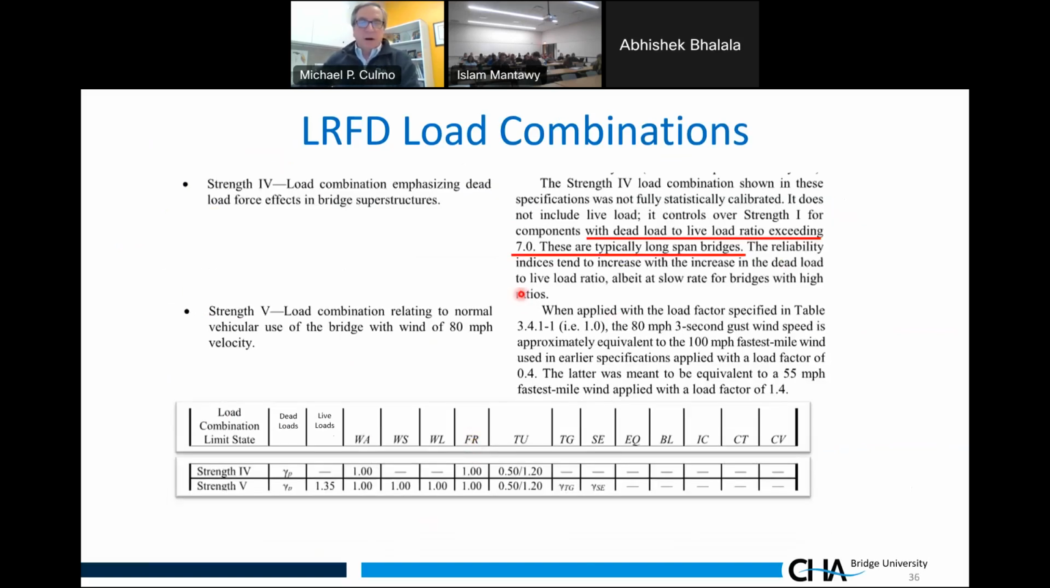Strength 4 is a combination for structures that have very high dead load to live load ratios. That would be like a suspension bridge. And you'll notice, again, there's no live load, but you're designing for full dead load. So that's there. Strength 5 is for normal loading with decent wind. So it's regular trucks, but 80 mile an hour wind. You'll see there the live load factor is reduced to 1.35. Again, the theory being in a very high wind storm, you might not have many trucks on the bridge. So we lower the load factor for live load.